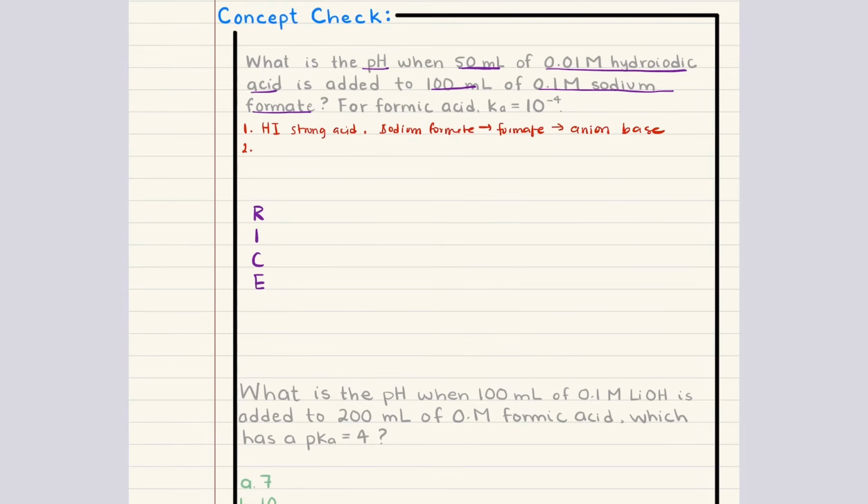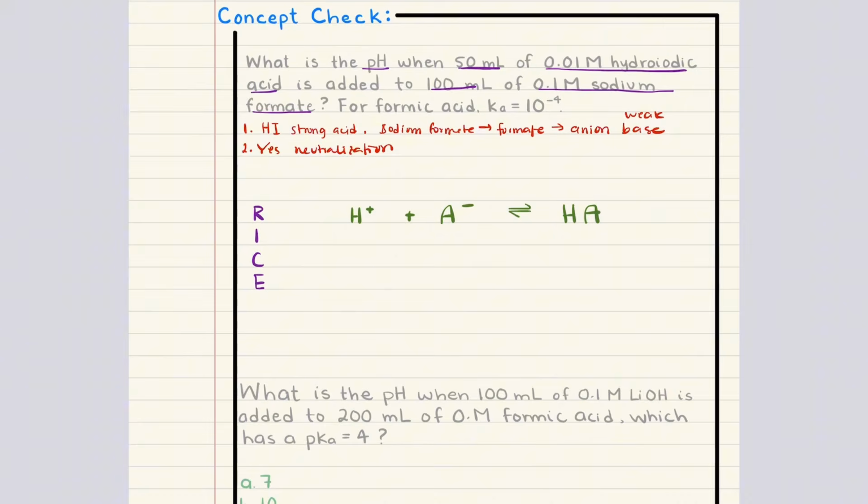Step 2, we're going to decide if this is a neutralization reaction. The answer is yes, because at least one species here is strong. That is our hydroiodic acid. It's a strong acid, so we treat the mixing as a neutralization reaction. Then we go to step 3, where we write the net ionic equation. Strong acid with a weak base anion follows H plus, the hydrogen ions, plus the conjugate base, A minus 1. That gives us a weak acid, HA.